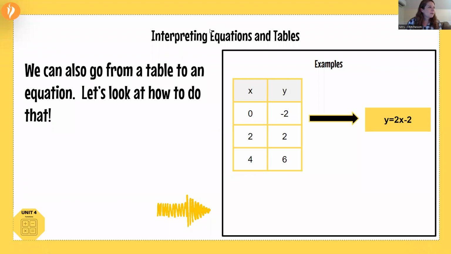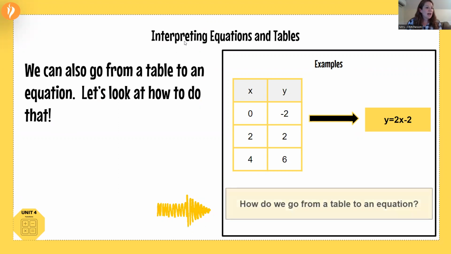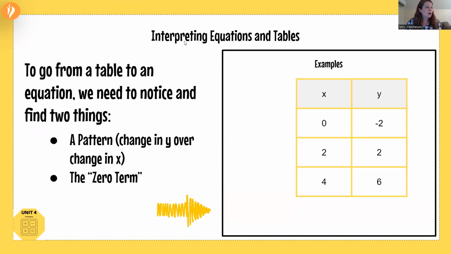All right, we can go from a table to an equation. Let's see how we're going to do that. How do we go from a table to an equation? All right, so the thing that makes up our equations is the pattern, also called the rate of change. So whatever the pattern is, that's what you're going to multiply by x, and then the 0 term. In other words, whatever y is when x is 0, that comes at the end of our equation.